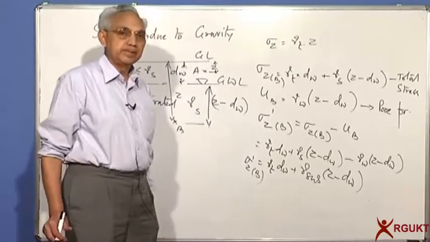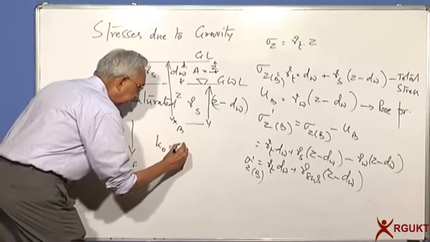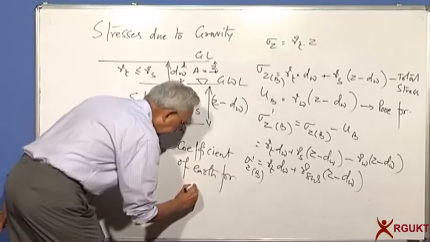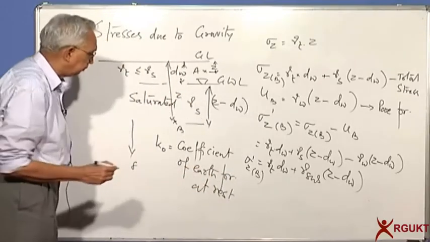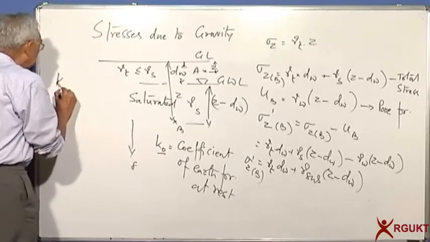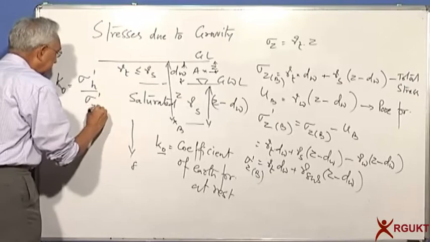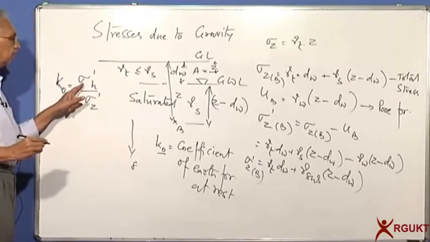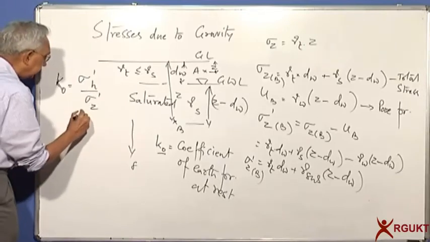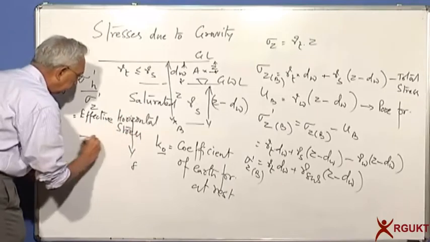I would also like to introduce to you a new term called K0, which is the coefficient of earth pressure at rest. It's a new term you probably would be using a lot. It defines the ratio: K0 is equal to sigma dash H by sigma dash Z. What is that? The ratio of effective horizontal stress divided by effective vertical stress.